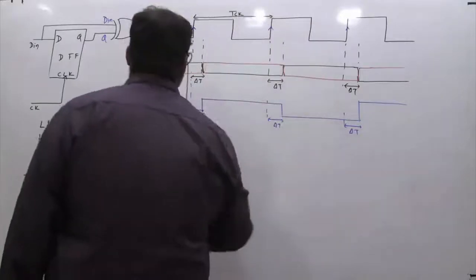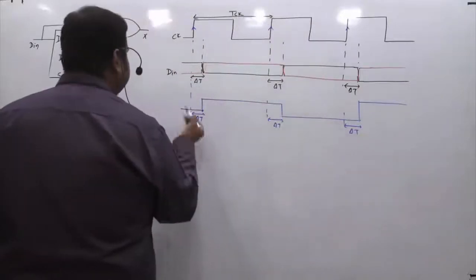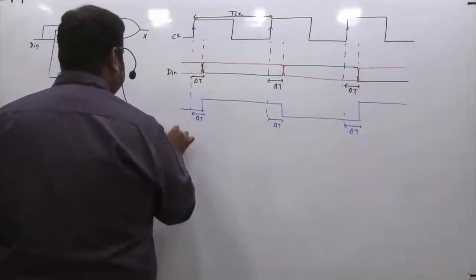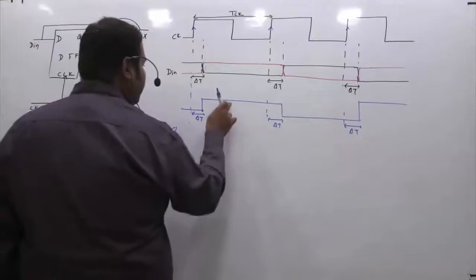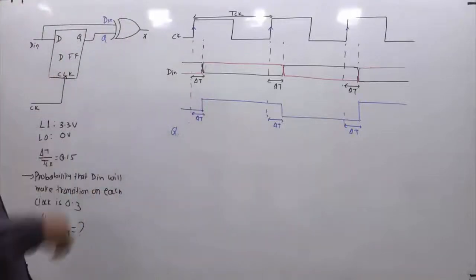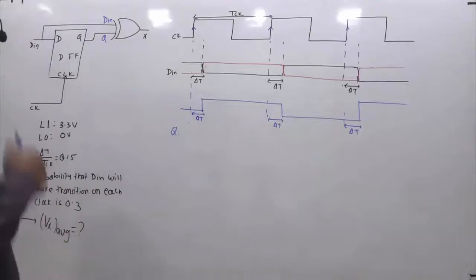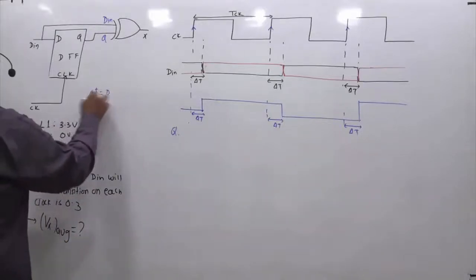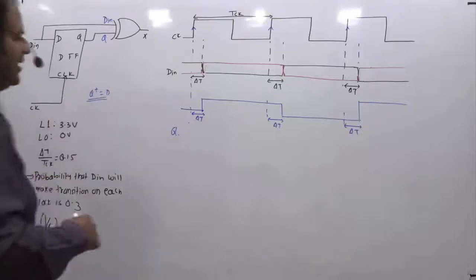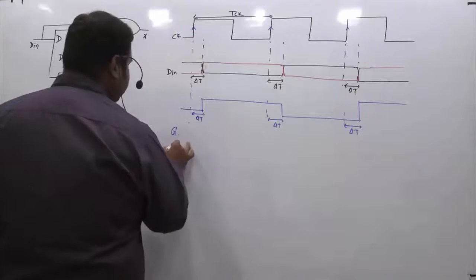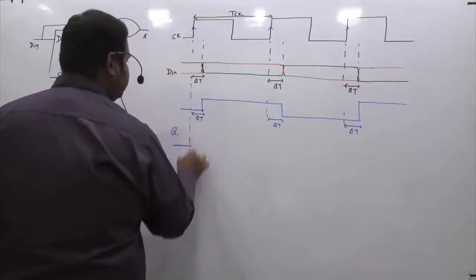My approach in this case is to first find the waveform of Q. If I am able to get the waveform of Q, then I will XOR Q with D in, and that will give me X. Once I get X, I will see how to get the average value. You know the property of the D flip-flop, Q plus equals D. Initially, let us say the initial state of the flip-flop is 0, so I am continuing with 0.